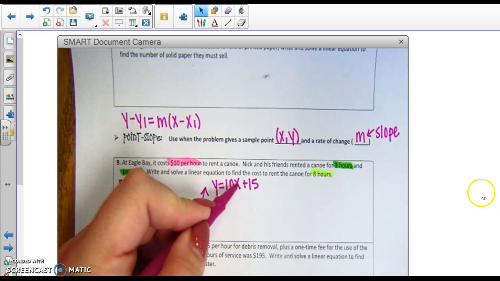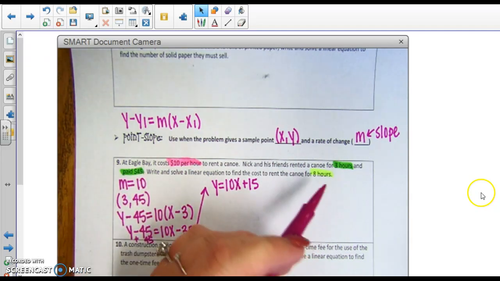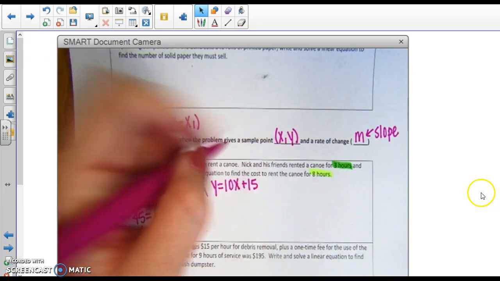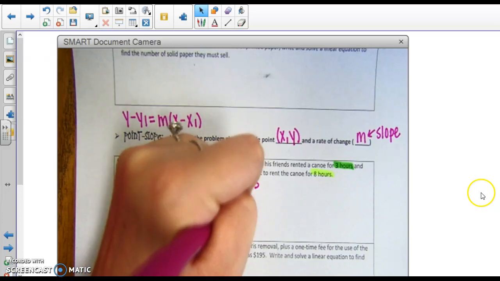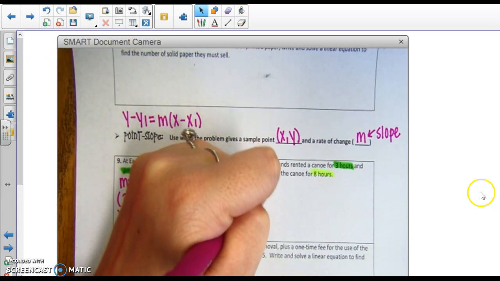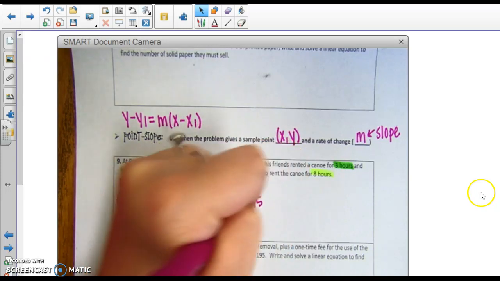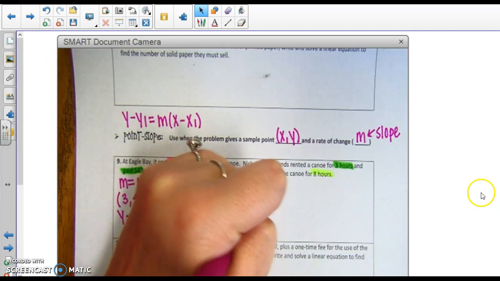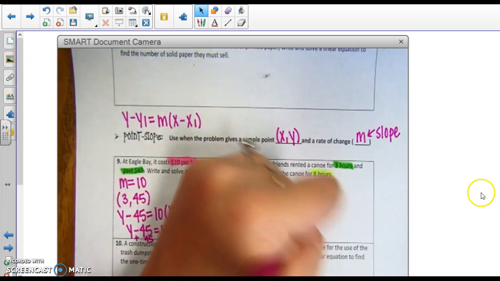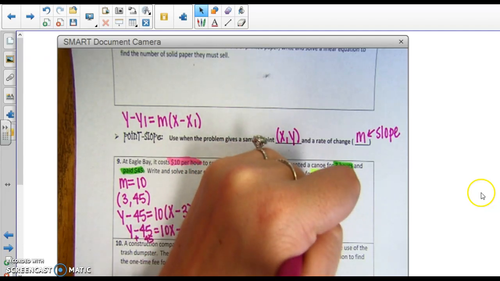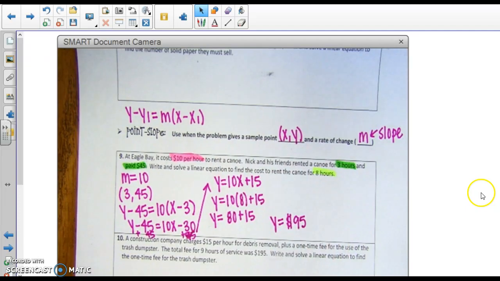So now I can just plug in 8 for x to find out how much it's going to cost to rent the canoe for 8 hours. So I'll just do y equals 10 times 8 plus 15. So y is going to equal 80 plus 15. So y equals $95. So it would cost $95 to rent the canoe for 8 hours.